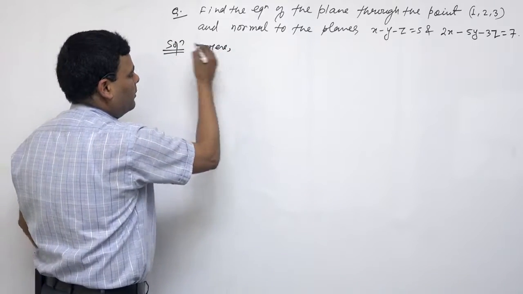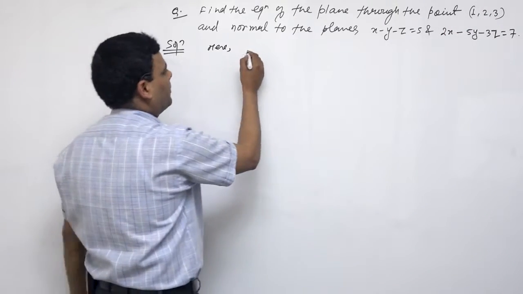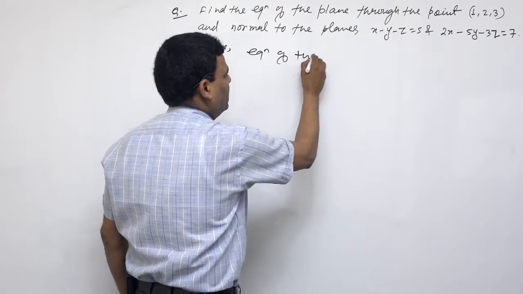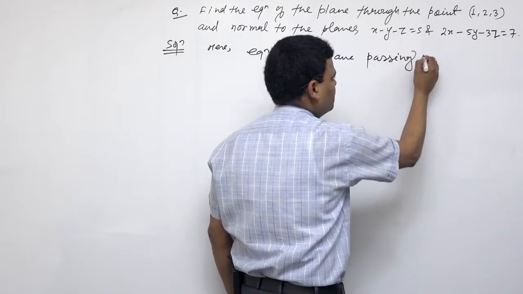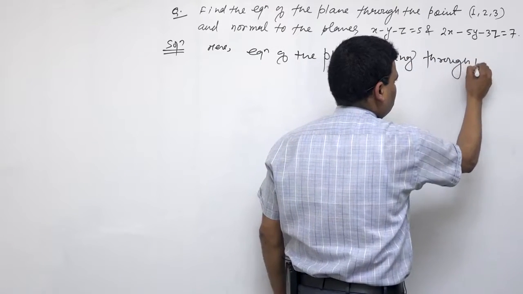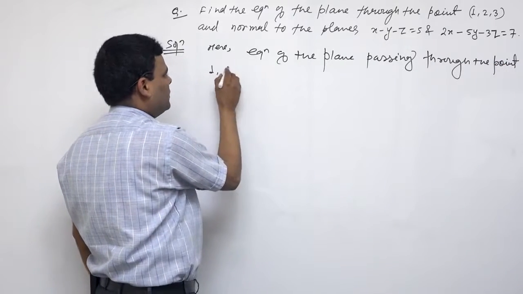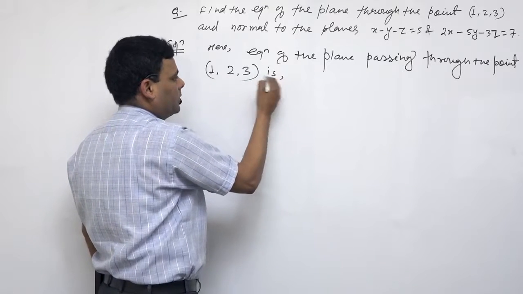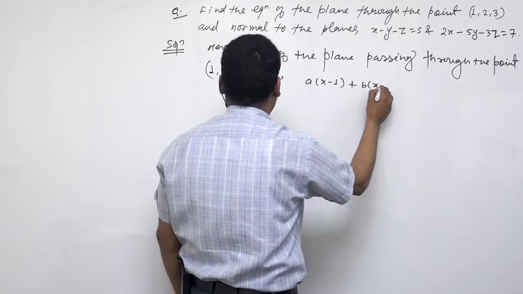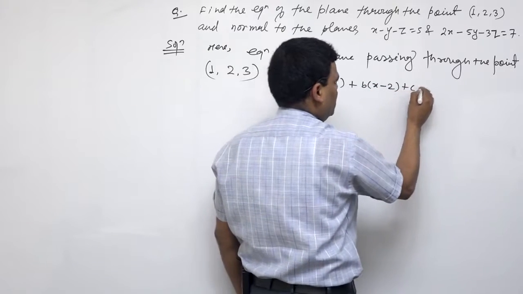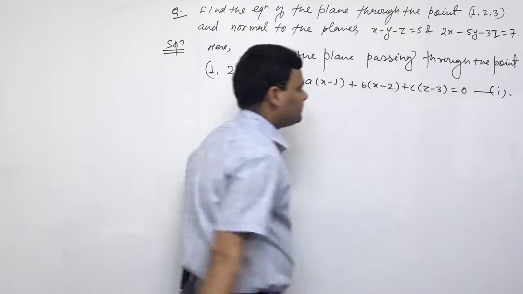Here, first let us write the equation of the plane passing through the point. We know that the equation of the plane passing through the point (1, 2, 3) is a into (x minus 1) plus b into (y minus 2) plus c into (z minus 3) equals 0. Let it be 1.